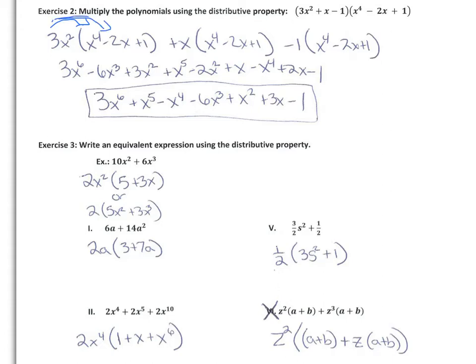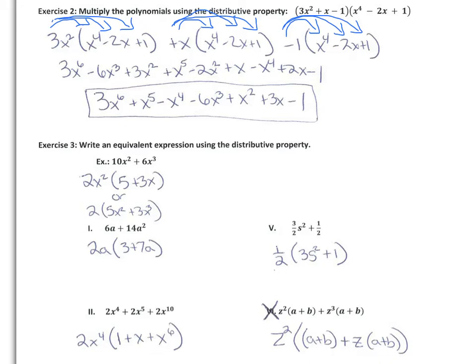And then you just distribute in. So I get 3x to the 6th minus 6x to the 5th plus 3x squared. And then I get x to the 5th minus 2x squared plus x. And then I get negative x to the 4th plus 2x minus 1. I can combine like terms if there are any, which there should be.